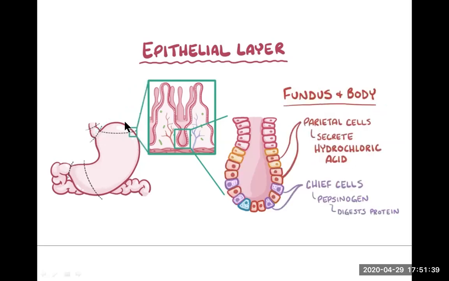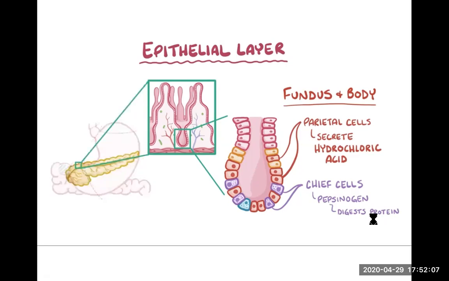The next parts of the stomach, the fundus and the body together, have many parietal cells. These are the parietal cells which secrete hydrochloric acid, which is the major acid required for the digestion of the food, secreted by the parietal cells present in the fundus and the body of the stomach. And then it also has chief cells which produce pepsinogen, which helps digest the protein.